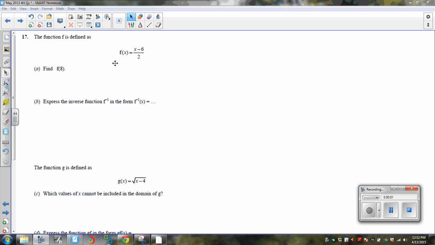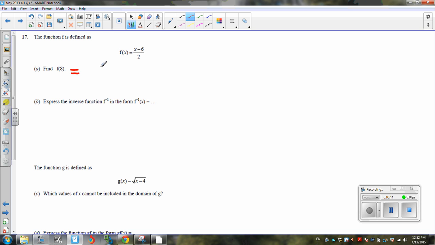Okay, here we have a function, and we are asked to find f of 8. And we're told that f of x is (x minus 6) divided by 2. So f of 8, if we just replace x with 8, we're going to have to do (8 take away 6) divided by 2. Well, that's the same as 2 divided by 2, which is 1.